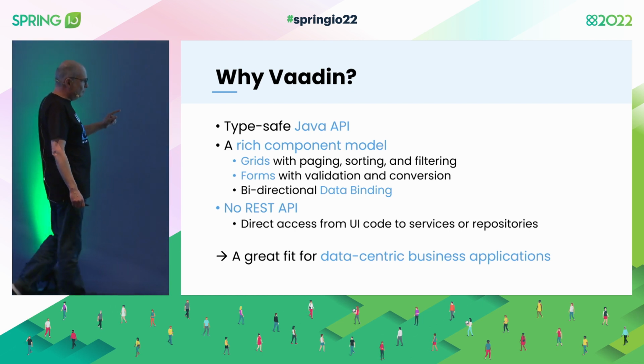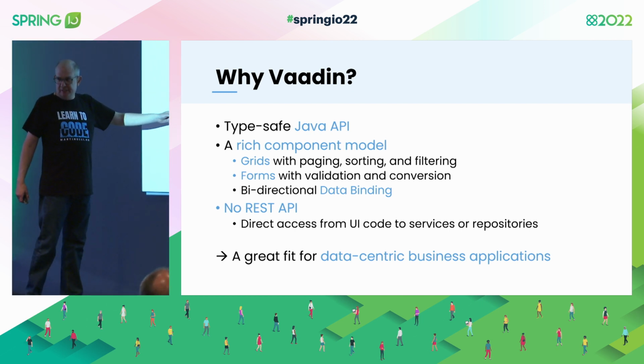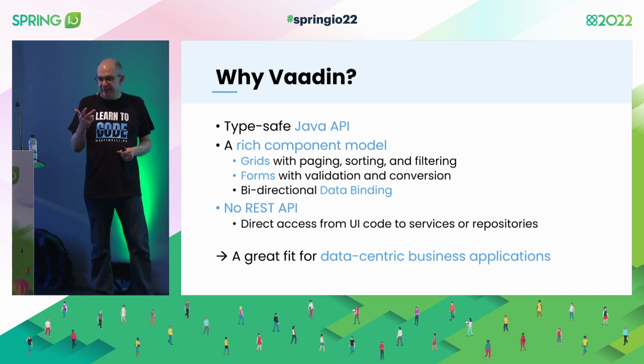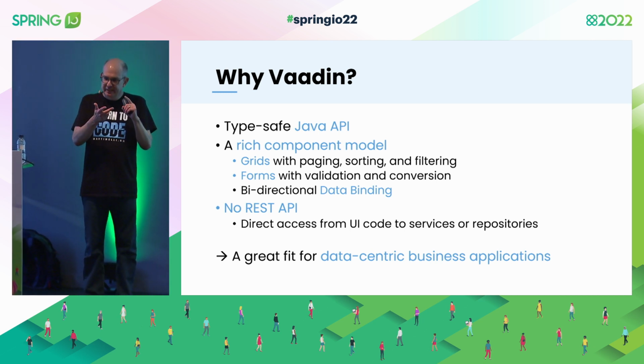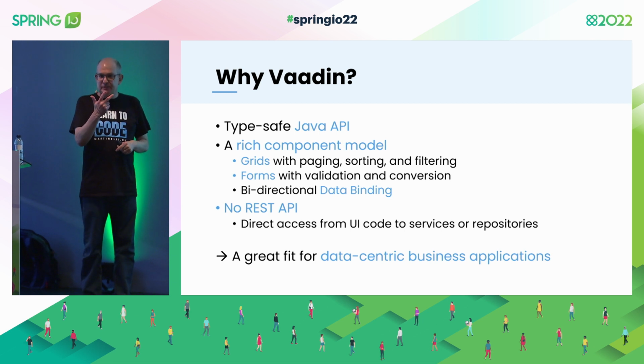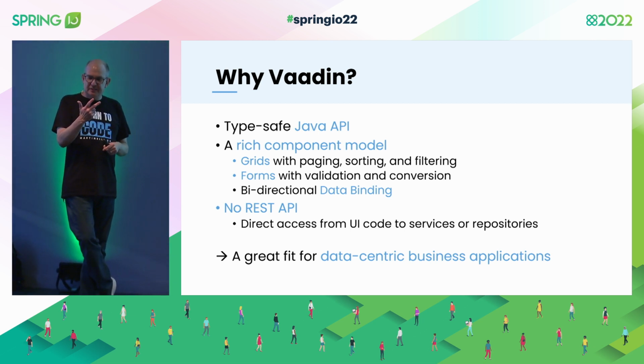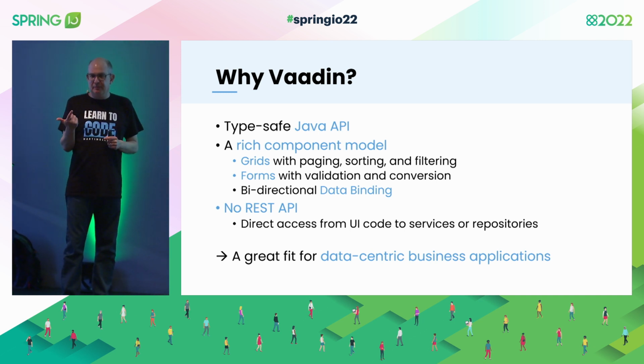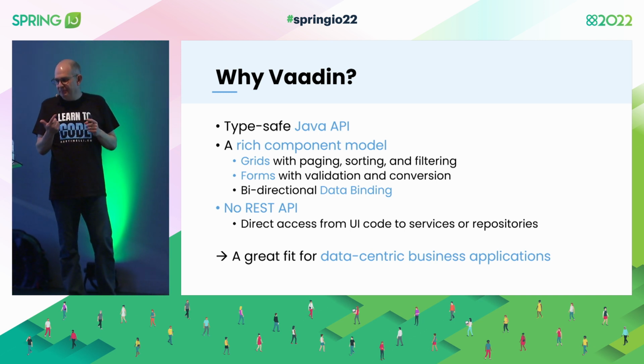Plus, and that's the most important part, you don't need a REST API. Because if you're doing single-page applications, you have three parts: the UI, the REST API, and the backend. And you have to test all of them. With Vaadin, you have only two. So you have the front end and the back-end code. You can split that, or you can keep that together.